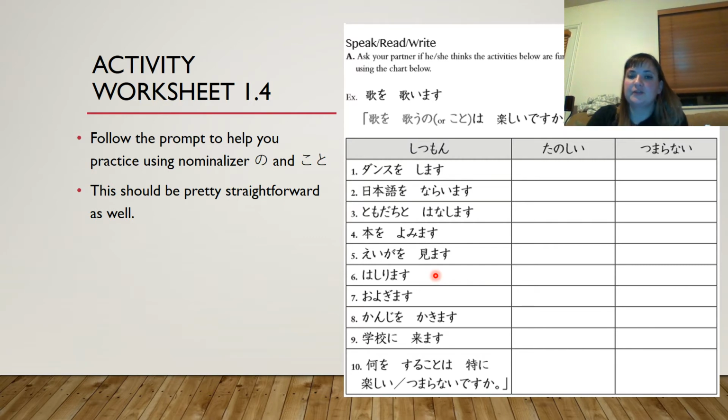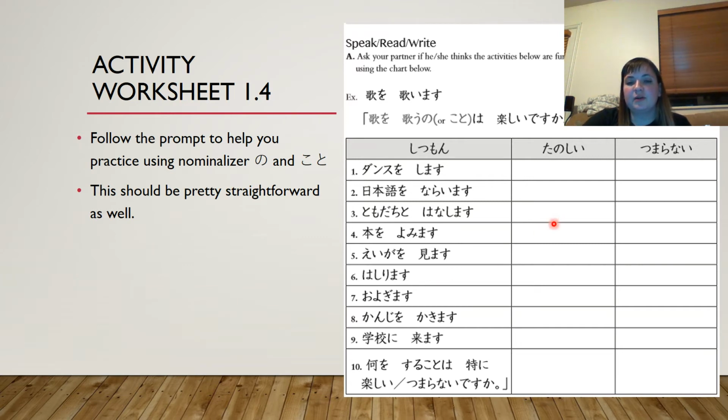Tsumaranai desu ka? So for example, our first one, dansu o shimasu. So we could say, dansu o suru koto wa tanoshii desu ka? Tsumaranai desu ka? Okay, if you want to be really hardcore, you can put soretomo in between. Remember, soretomo means like or. Okay, so we can say tanoshii desu ka? Soretomo tsumaranai desu ka? So is it interesting or is it like boring?